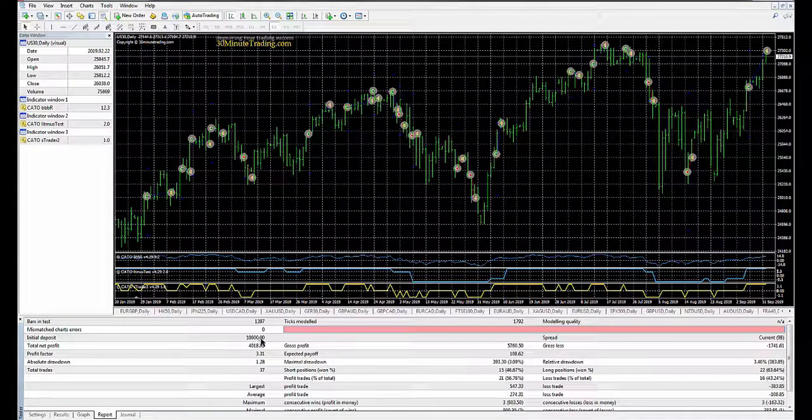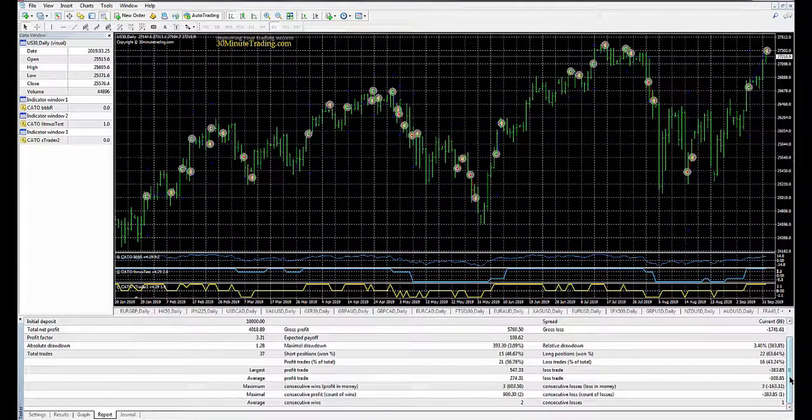And this is the report. It starts with 10,000. At the end of those trades that you've seen on the screen, it's got 14,000. Its profit factor is 3.31. Absolute drawdown was really small. Let's have a look at the drawdown. Maximal drawdown is $393, and that is 3.09%. That's a really small drawdown. Let's bring this down a bit so you can see a bit more of what's going on here.